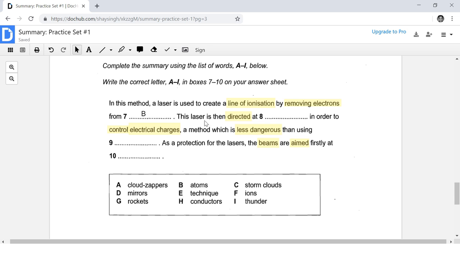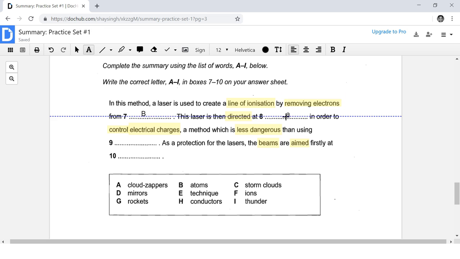If I had ignored this part right here about electrical charges, then my answer would have been wrong. I would have put mirror and that would have been the wrong answer. So be very careful about that. And also pay special attention to synonym language. Sometimes it can be very tricky and it can be hidden very well. So you have to really be able to identify it.